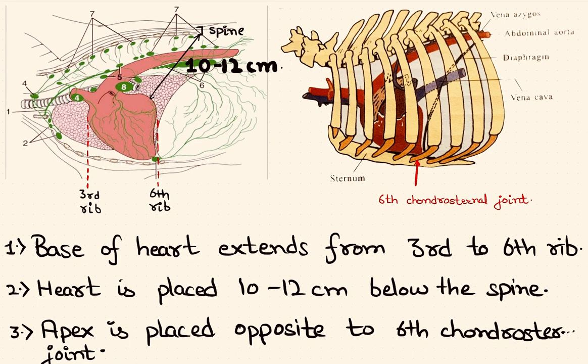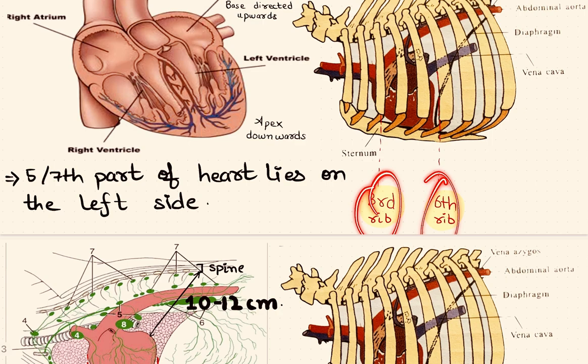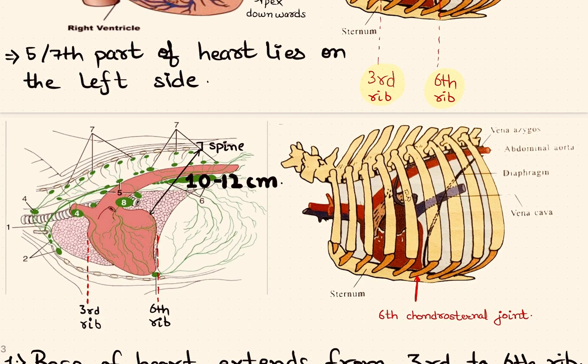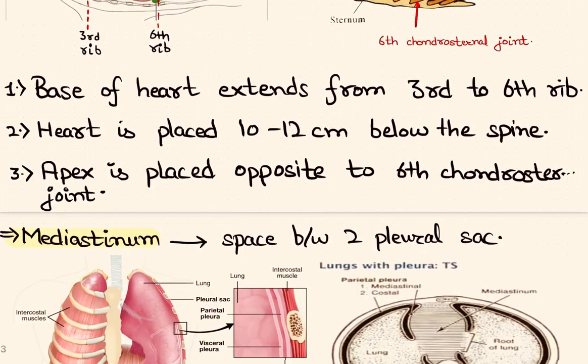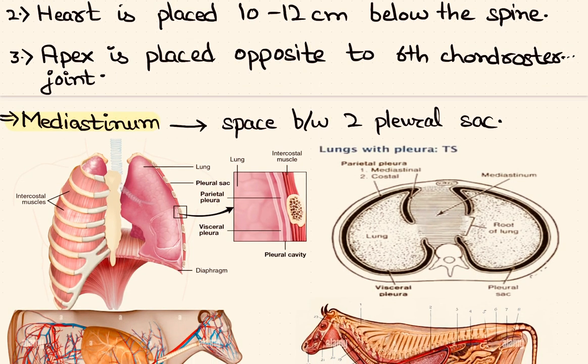So with these four things, you can easily see the position of the heart. What are these four things? The first one, the base of the heart is present between the third and the sixth rib. The second one, the apex of the heart is just opposite to the sixth chondrosternal joint. Third one, the heart is located on the ventral aspect in the middle mediastinum. Fourth one, the heart is located 10 to 12 centimeter below the spine. So these are the things you have to keep in mind when you are going to locate the heart surgically in an ox.